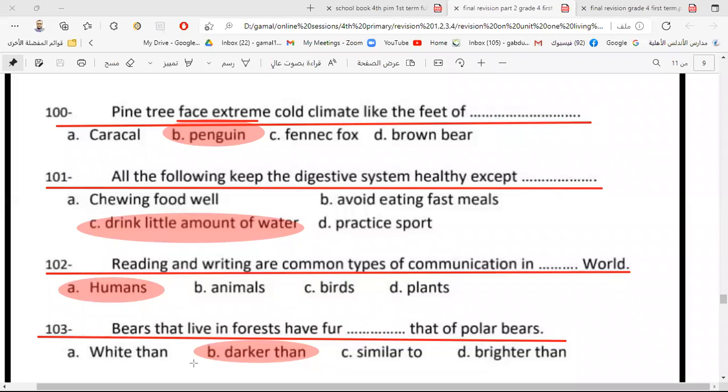Is this a structural adaptation, Mustafa, or a behavioral adaptation? Of course, it's structural. Very good, my son. You are excellent. You are a hero, Mustafa. Thank you, teacher. Thank you very much.